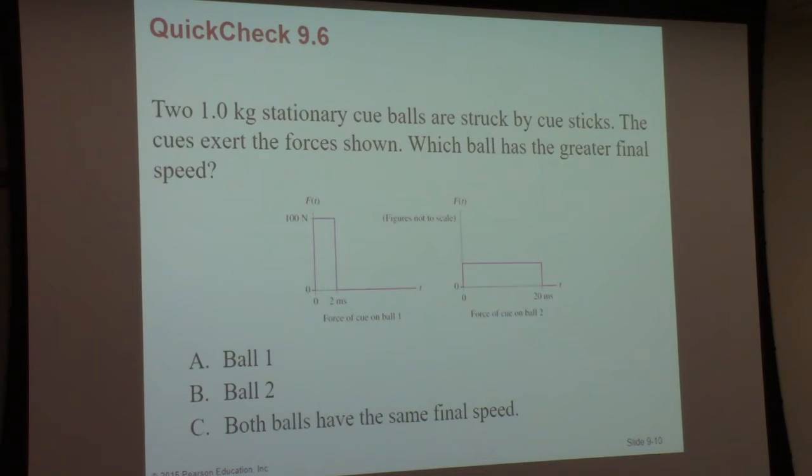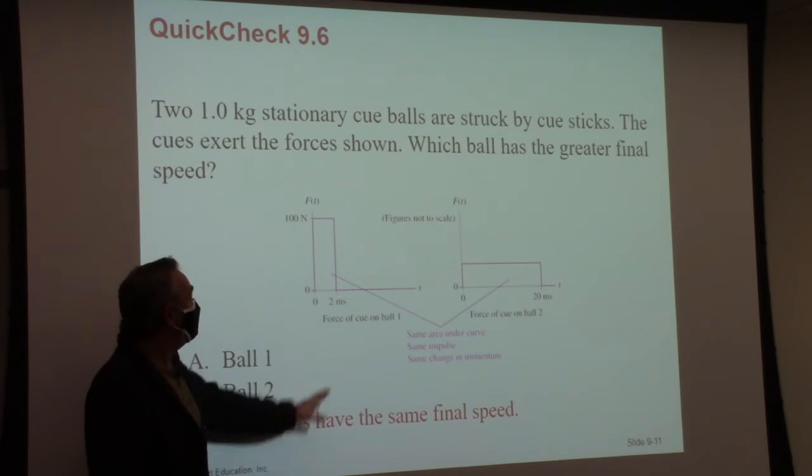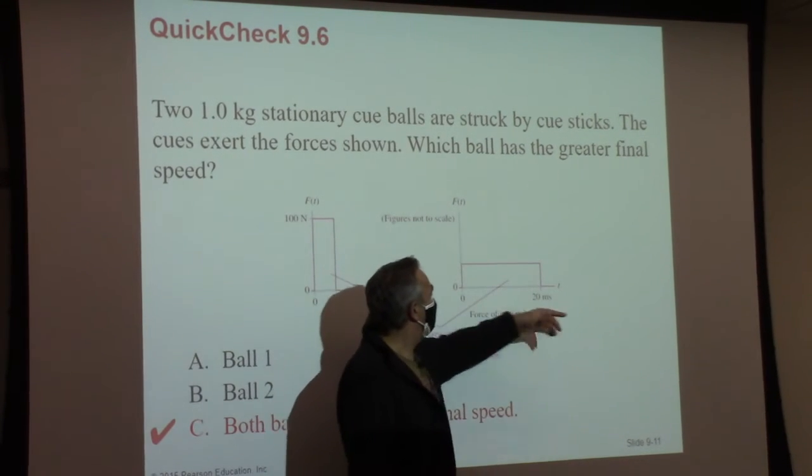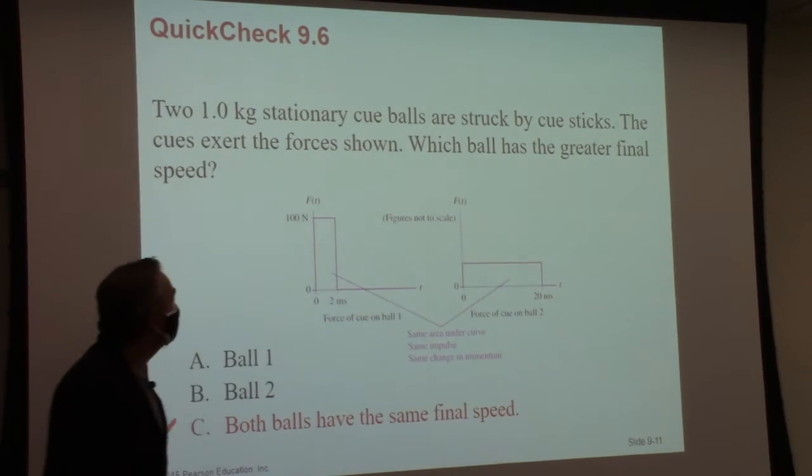So most people are going between A and B. Turns out it's actually C. It's the same area under the curve. So you would get the same result if it's a big force over a short amount of time or a smaller force over a greater amount of time. The area under the curve is the same.